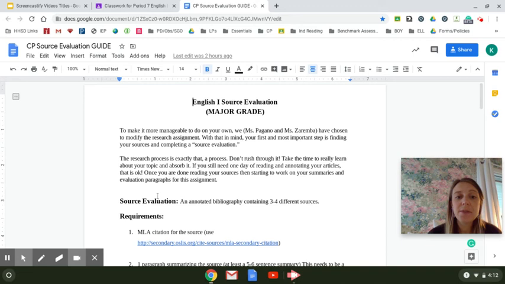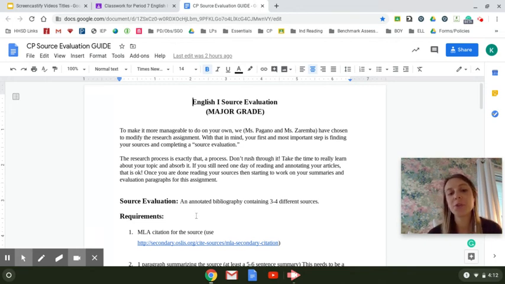So a source evaluation is an annotated bibliography. It is a bibliography that has your own commentary added to it. And it's going to be for 3 to 4 sources. So you need 3 to 4 sources to use for your research paper. And then in this source evaluation, you're going to annotate those sources, specifically but in a more formal way. So it's not annotating like we would do with pen and paper. It's a more formal paper.